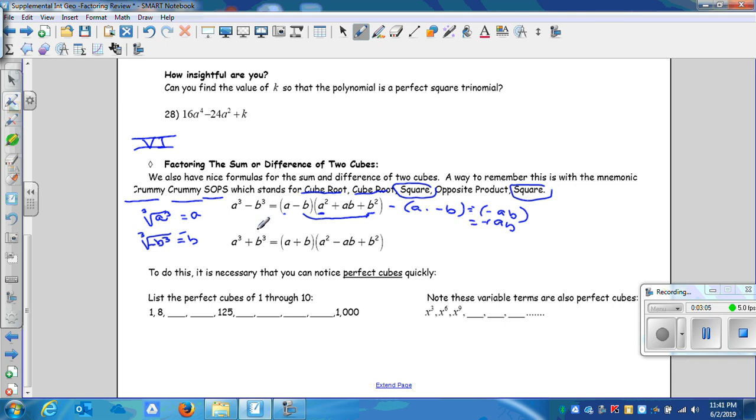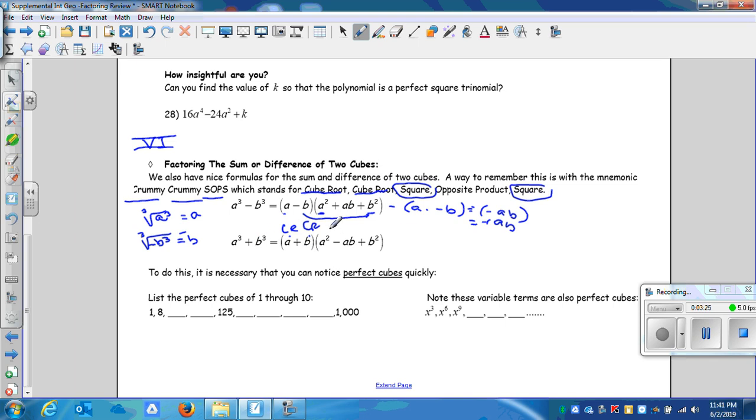Let's look at the second example. The cube root of a cubed is a. The cube root of b cubed is b. So that's the crummy crummy. And you can even label that above it if you want to. CRCR. That's what the crummy crummy comes from. So now, notice the middle here, the sign is positive because the originals were positive as well.